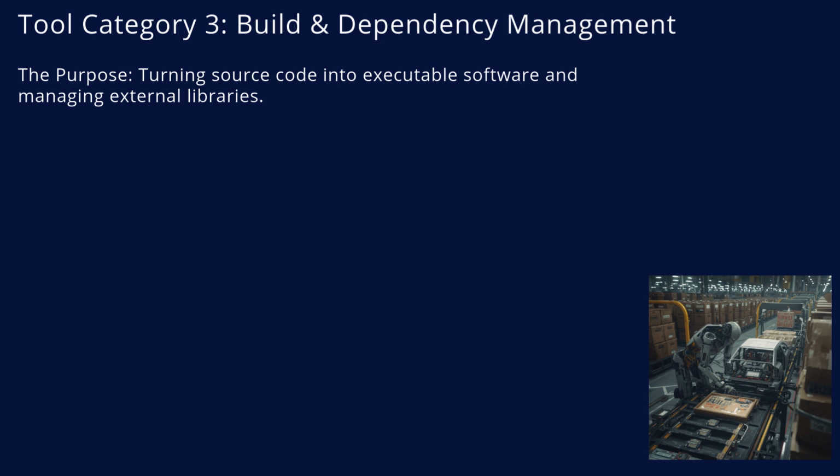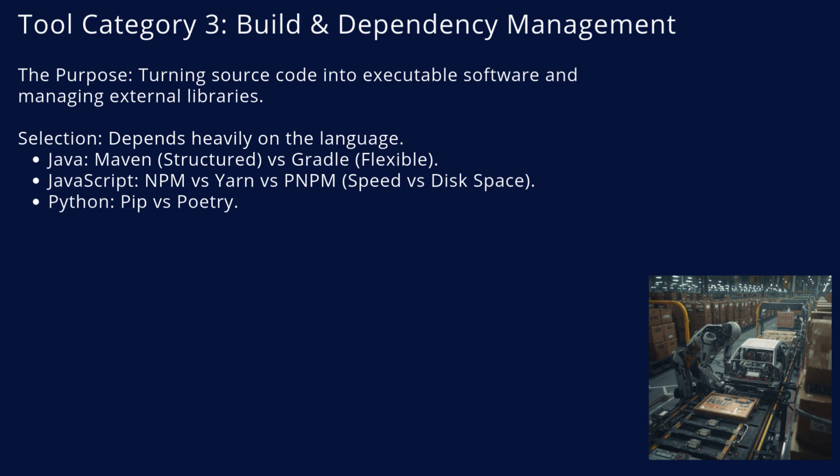Category 3 is build and dependency management. This is the engine room. Selection is often dictated by your language, but you still have choices. In Java, do you choose Maven for its rigid, standard structure? Or Gradle for its flexibility and speed? In JavaScript, do you use NPM or switch to Yarn or PNPM for faster installs and better disk usage?